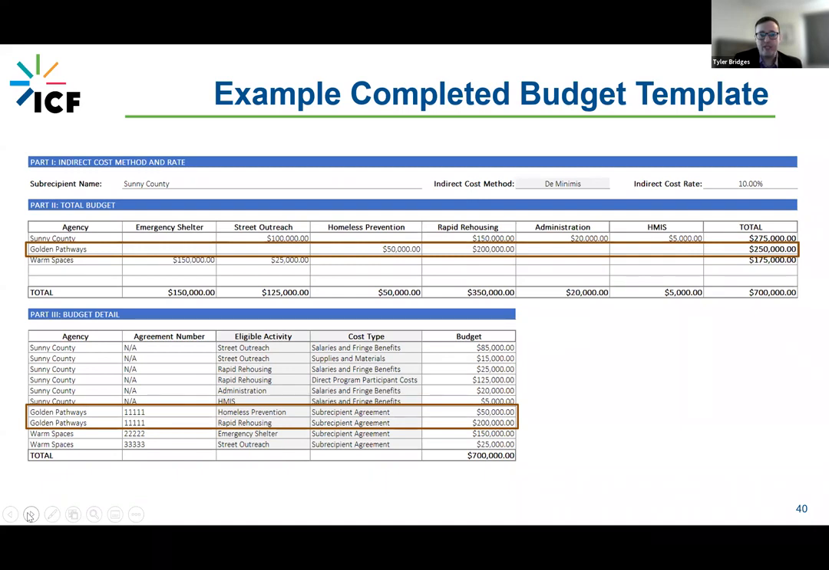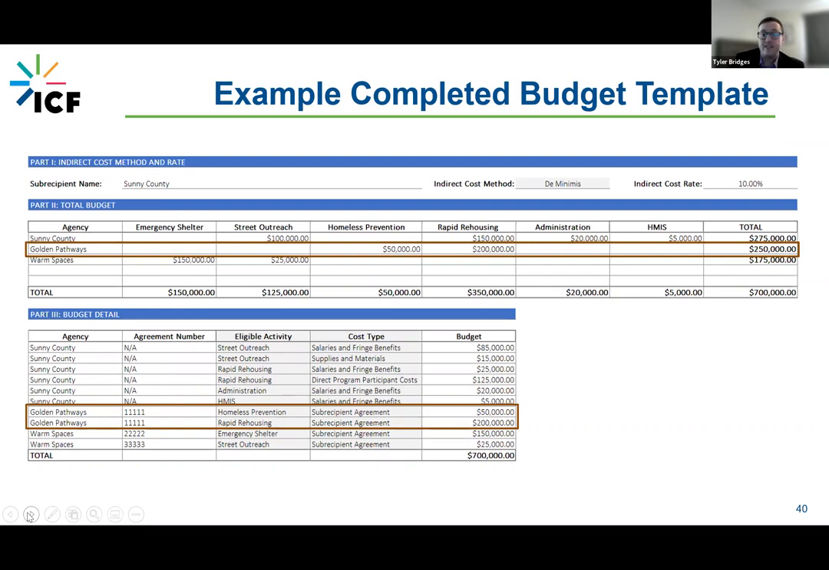So next, we're going to look at Sunny County's first subrecipient, which is Golden Pathways. Sunny County entered into 1 subrecipient agreement with Golden Pathways for a total of $250,000. As shown in the tables in part 2 and part 3, Golden Pathways received $50,000 for homeless prevention and $200,000 for rapid rehousing, which combined totals the total subrecipient agreement amount of $250,000. So again, they had 1 agreement and both eligible activities were contained in that 1 subrecipient agreement.